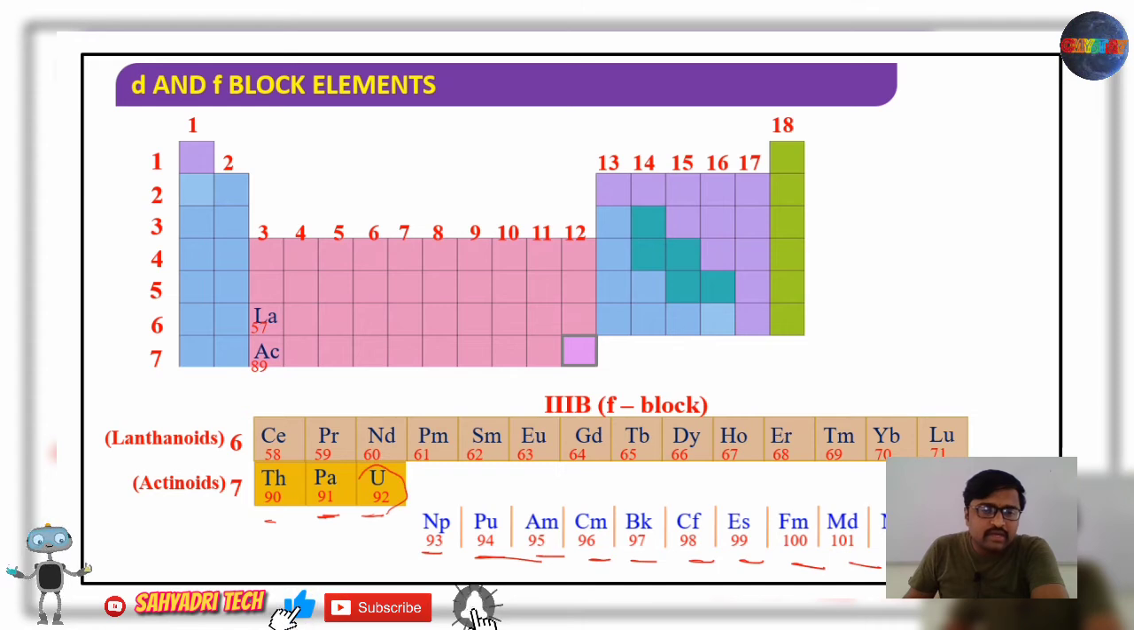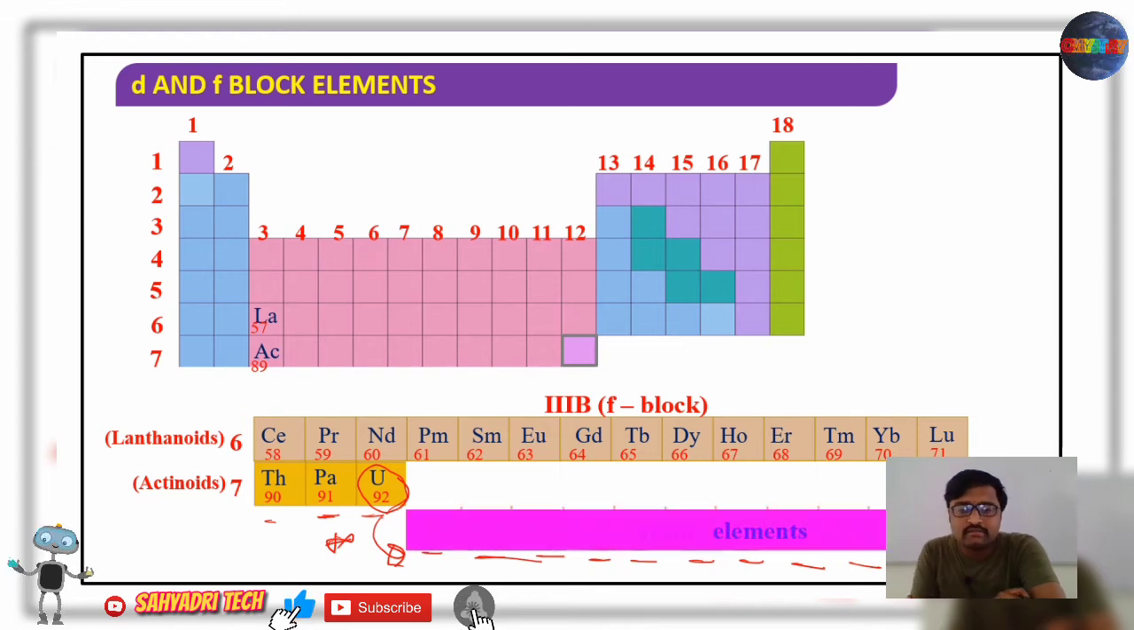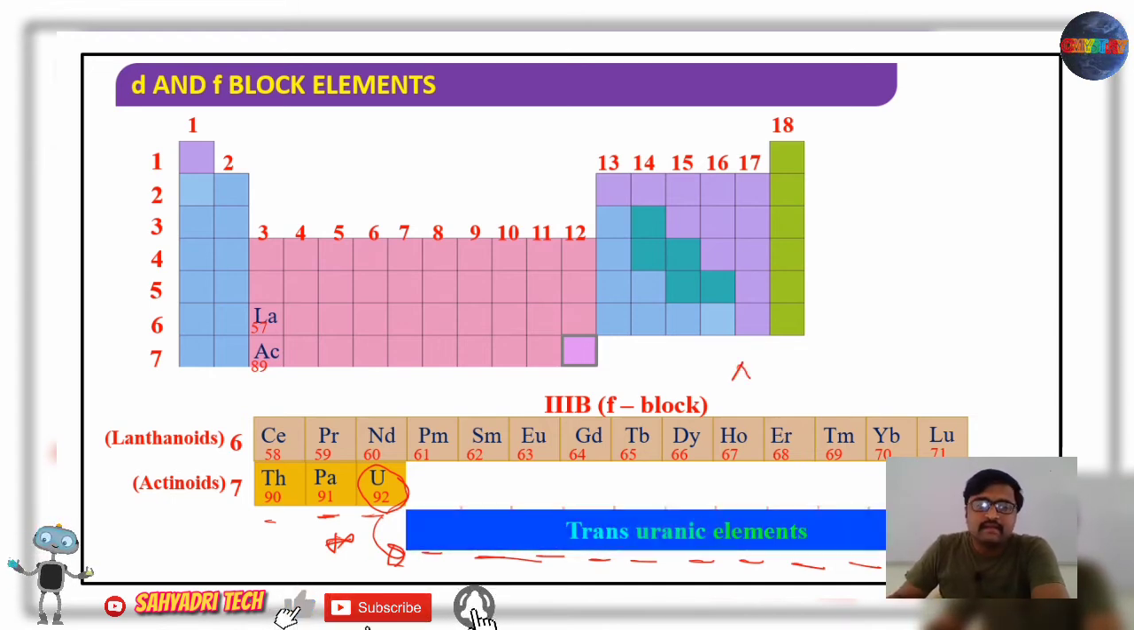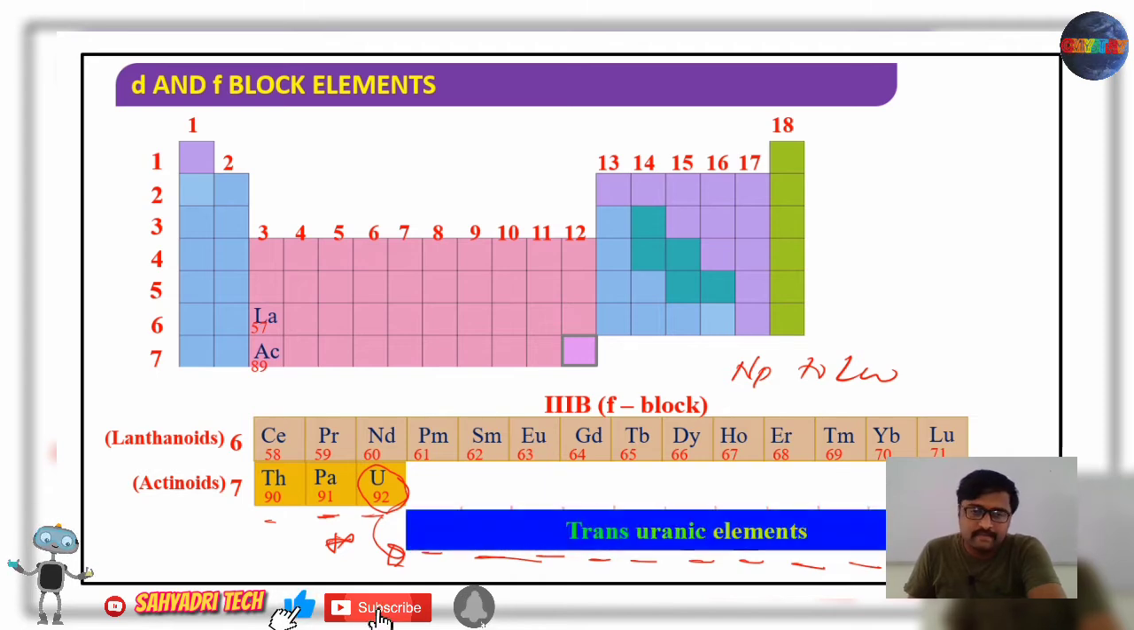So after uranium, whatever the elements come, that is neptunium to lawrencium, they are called transuranic elements. So this is the one more important thing. So what are transuranic elements? The elements appearing after uranium. What are those? Neptunium to lawrencium, that is Np to Lr. These elements are called transuranic elements. Okay, well.